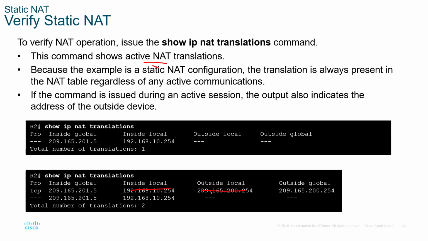If the command is issued during an active session, the output also indicates the address of the outside device. So this is an active session, and this is the address of the outside device. Our active NAT translations: here we have one, with an inside global and inside local address. So this one is of the active session. In short, show IP NAT translations provides us with information about the translations, the current mappings that we have.